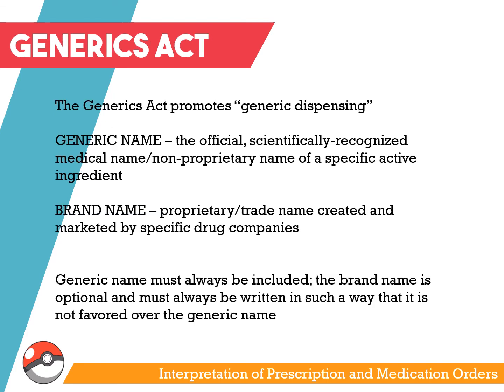So, the Generics Act promotes generic dispensing. A prescription should include the generic name. This is the official, scientifically recognized medical name or non-proprietary name of a specific active ingredient, while the brand name is the trade name created and marketed by specific drug companies. I'm sure that you know the difference between the two. The generic name must always be included, while the brand name is optional and must always be written in such a way that it is not favored over the generic name. So between the two, the generic name should prevail.